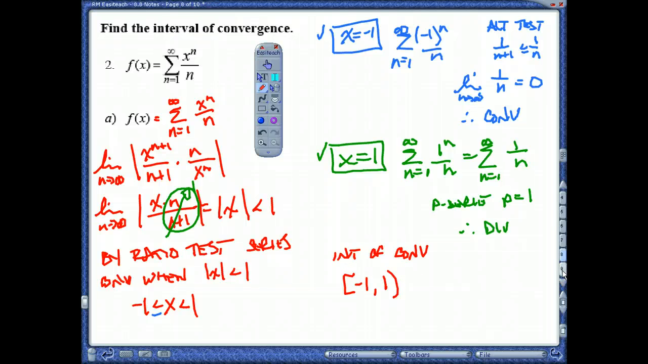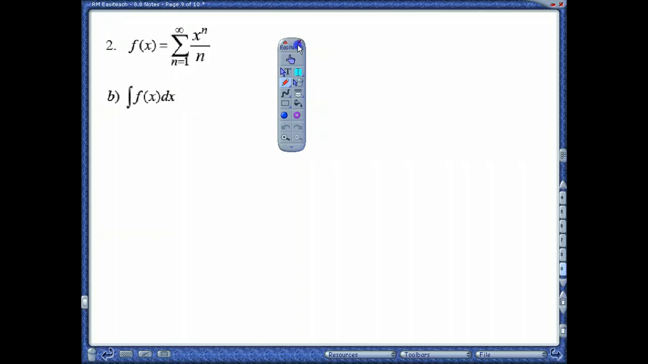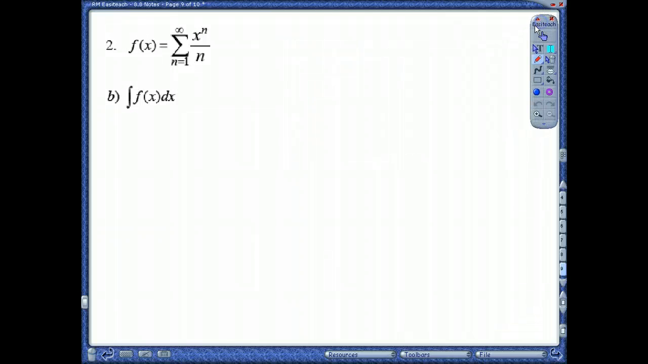Okay, now I've got something a little bit exciting for you. And that is part B. Oh my goodness. So we're still dealing with the same function, but look at what they want us to do. They want us to find the interval of convergence for the integral of f of x dx. So if they want me to find the integral, I am actually going to integrate my series.